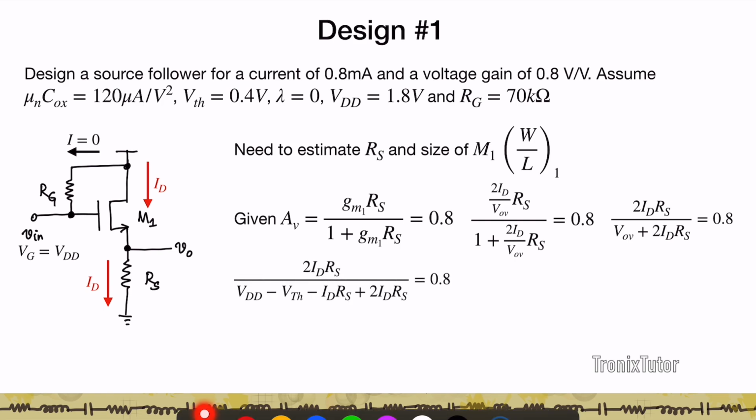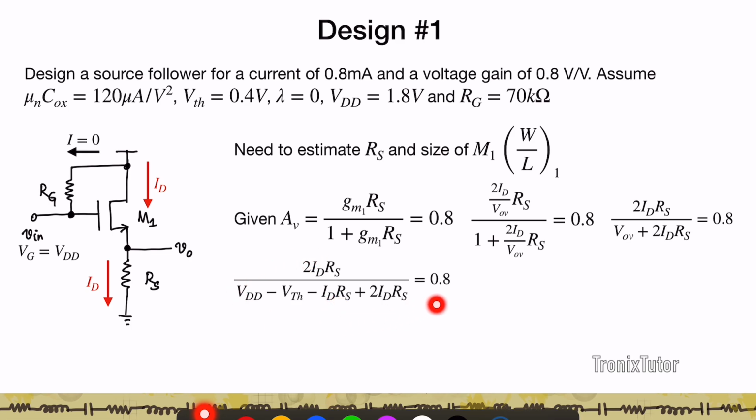Now, what is VOV? VOV is the overdrive of M1. The overdrive of M1 is given by VGS minus VTH, right? Then the VGS of M1 is given by VDD minus IDRS. Remember, this pin is at VDD. IDRS is the voltage that's going to be dropped across RS. So the source of M1 is going to be sitting at IDRS. So VGS is going to be VDD minus IDRS. I remove a VTH from that and that's going to give me my overdrive voltage. So my VOV is given by VDD minus VTH minus IDRS.